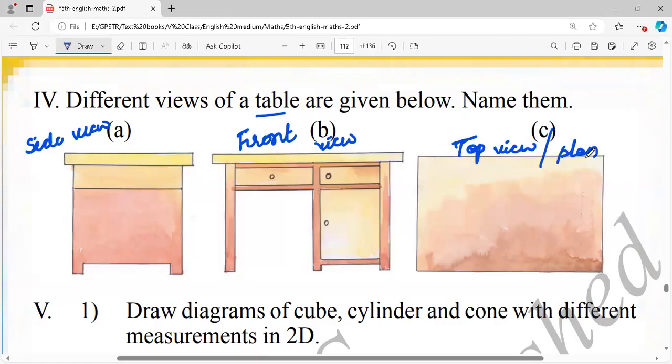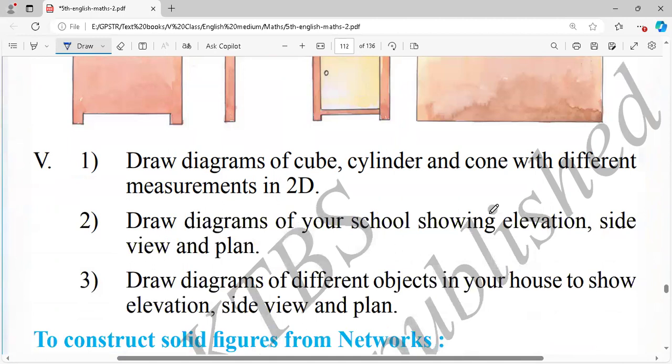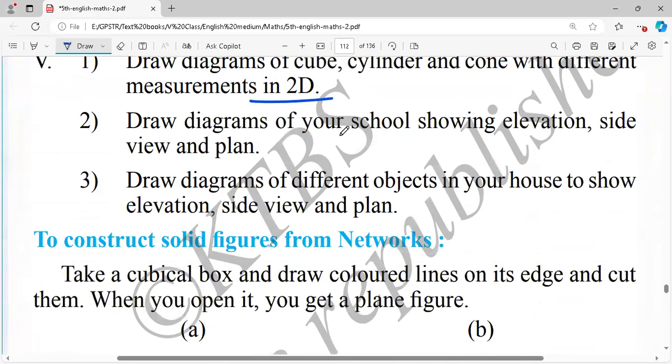Fifth one, draw diagrams of a cube, cylinder, and cone with different measurements in 2D. Okay, try this. Draw diagrams of your school showing elevation, which means front view, side view, and plan. Okay, try this. Third one, draw a diagram of different objects in your house to show front view, side view, and plan.